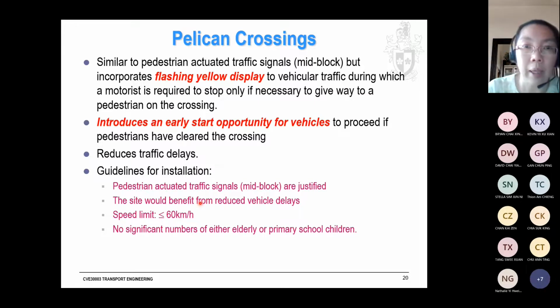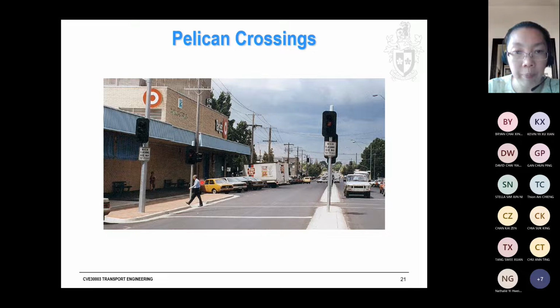Okay, so next up we have Pelican Crossing. And Pelican Crossing is actually a modification of the pedestrian actuated traffic signals because it incorporates the flashing yellow display. If we look at this, for pedestrians, if it is a normal pedestrian crossing, it is very time wasting because the vehicle will have to wait until the light turns green, even if the pedestrian has finished crossing. If the traffic light has not turned green for the vehicle, they cannot move.